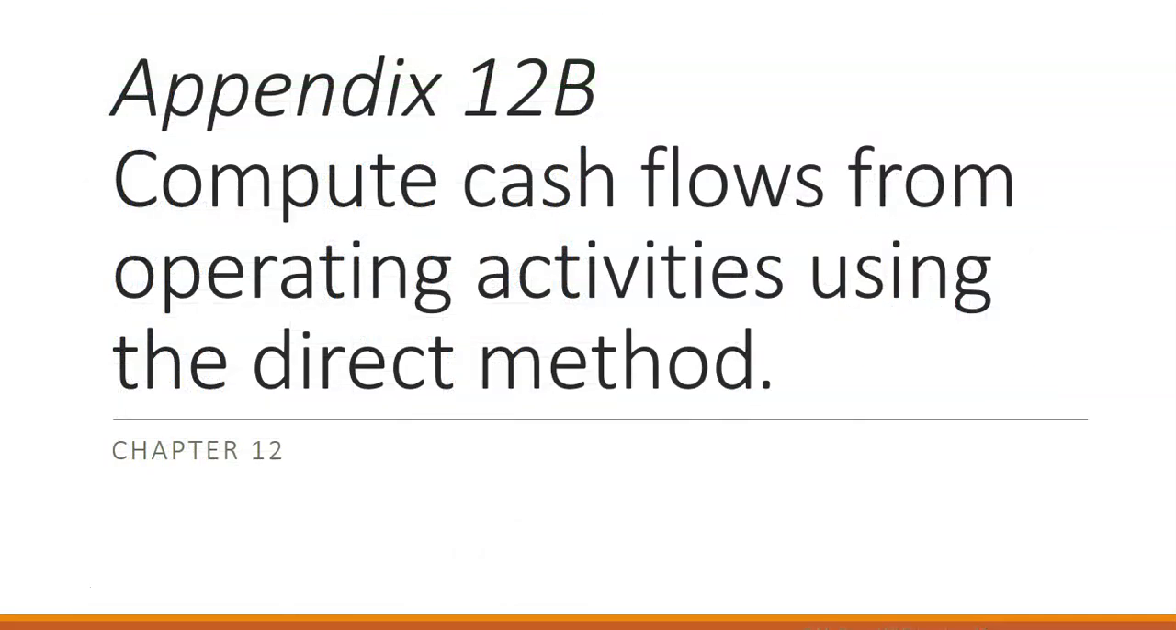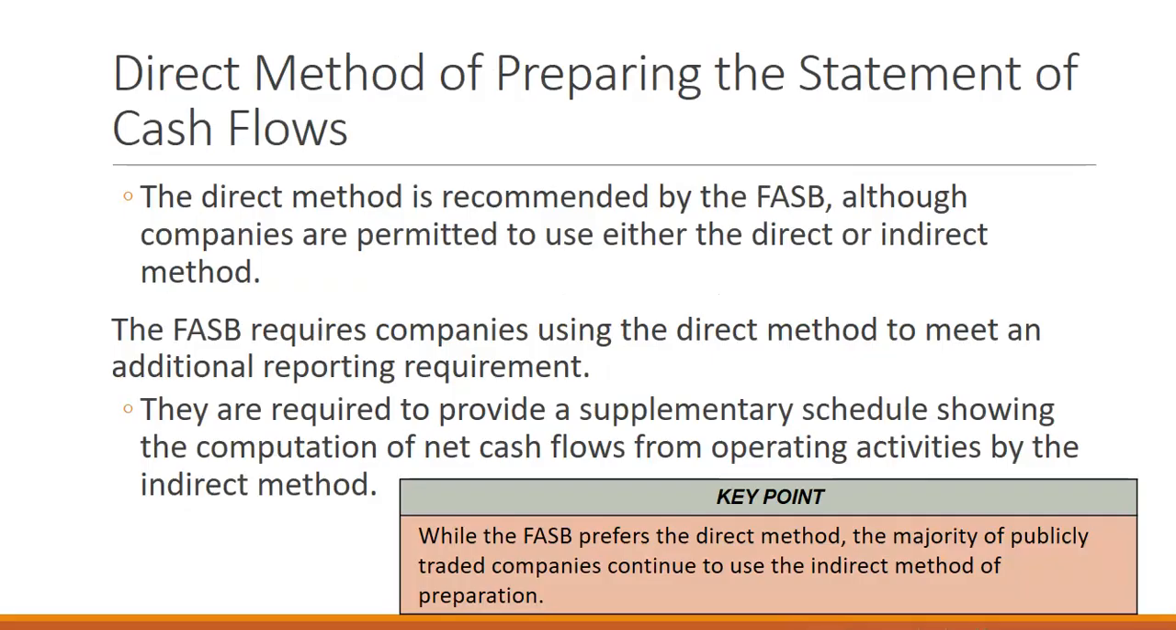The second appendix uses the direct method to compute the statement of cash flows. The difference between the indirect method and the direct method preparation of the statement of cash flows only affects the operating section. The investing and financing sections are exactly the same under both methods. The direct method is the one that FASB prefers.